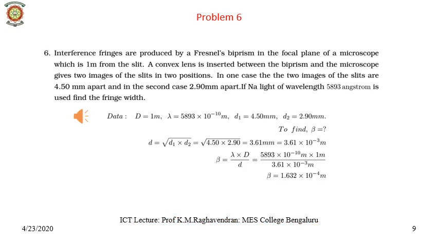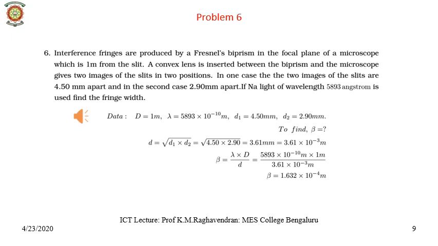Coming to problem number 6. The problem statement reads that the interference fringes are produced by a Fresnel's biprism in the focal plane of a microscope which is 1 meter from the slit. That means capital D is 1 meter. A convex lens is inserted between the biprism and the microscope. It gives two images of the slits in two positions. In one case, the two images of the slit are 4.5 millimeter apart, and in the second case, it is 2.90 millimeter apart. If sodium light of wavelength 5893 angstrom is used, find the fringe width.